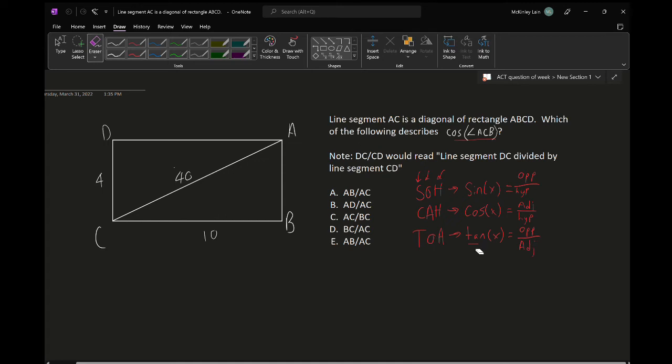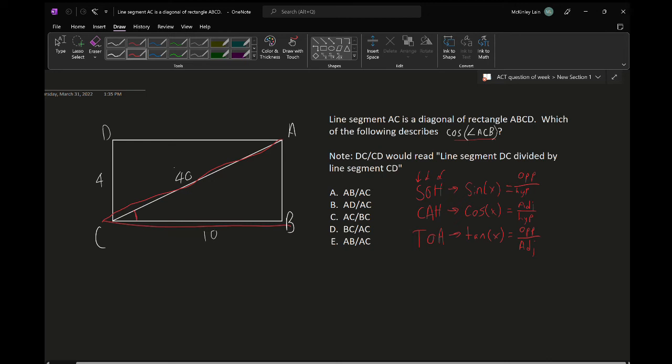Now, these are just ways to solve either if we have two sides of a triangle, we can solve any angle. And if we have a right triangle, and if we have a side and an angle other than the 90-degree angle, we can solve for the other side. Okay. So in this case, it's asking us for cosine of ACB. So first I want to find that angle. So we're looking for this angle right here.